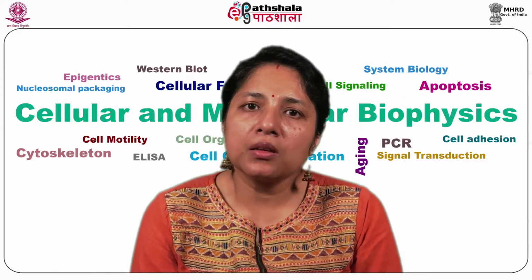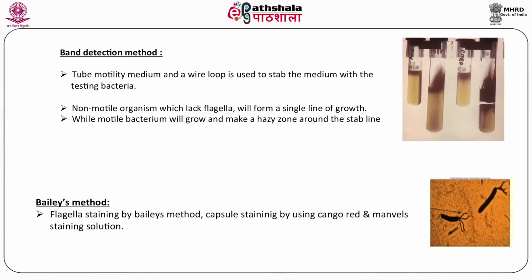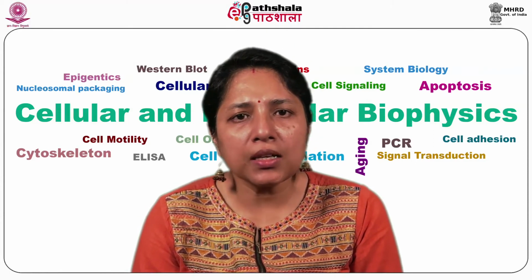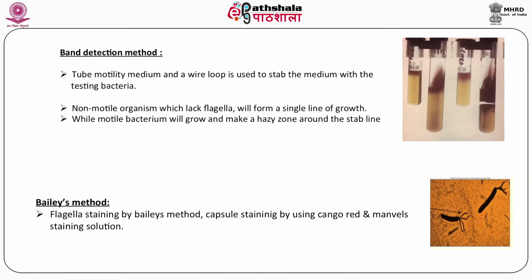Now the second method is the band detection method. This uses a tube of motility medium, and a wire loop is used to stab the medium with the test bacteria. Non-motile organisms which lack flagella will form a single line of growth, while motile bacteria will grow and make a hazy zone around the stab line. The third method to study flagellar movement or bacterial movement is Bailey's method. Flagella staining by Bailey's method, capsule staining using Congo red and manual staining solution.